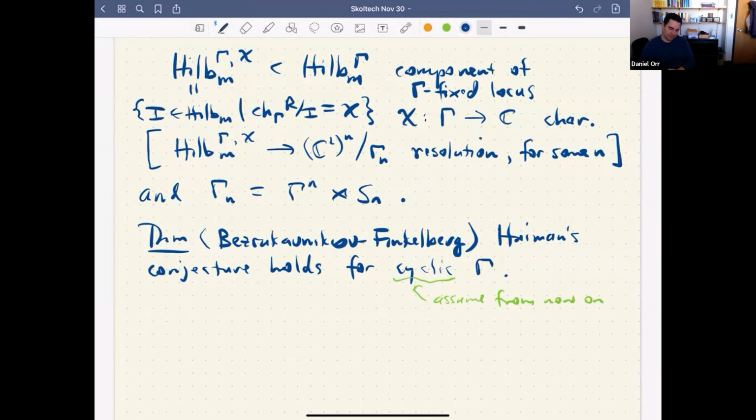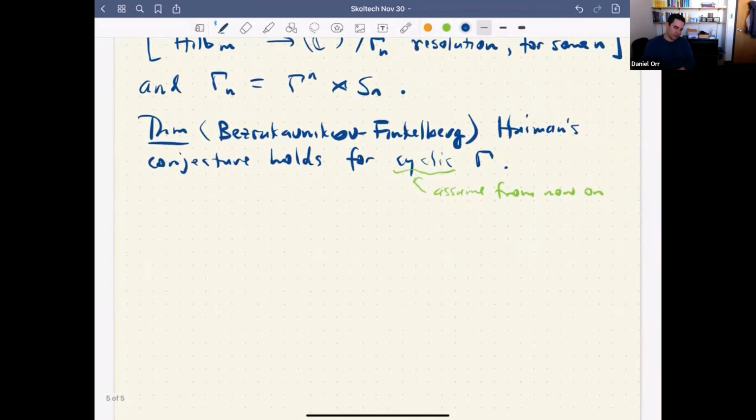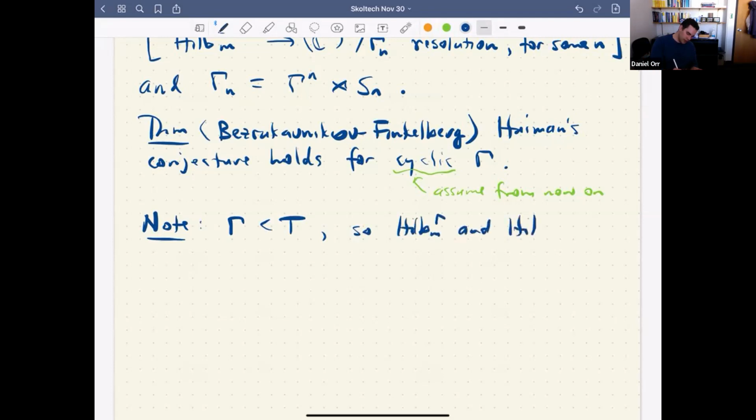Okay. So what do we get from this? One quick note. This is fantastic. Now we get something like Macdonald polynomials for this cyclic group gamma, and it's a corollary of this theorem of Bezrukavnikov and Finkelberg that these objects also exhibit positivity in the Macdonald sense. Just a quick note is that gamma is actually a subgroup of T. So Hilb M gamma and Hilb M have the same fixed points.